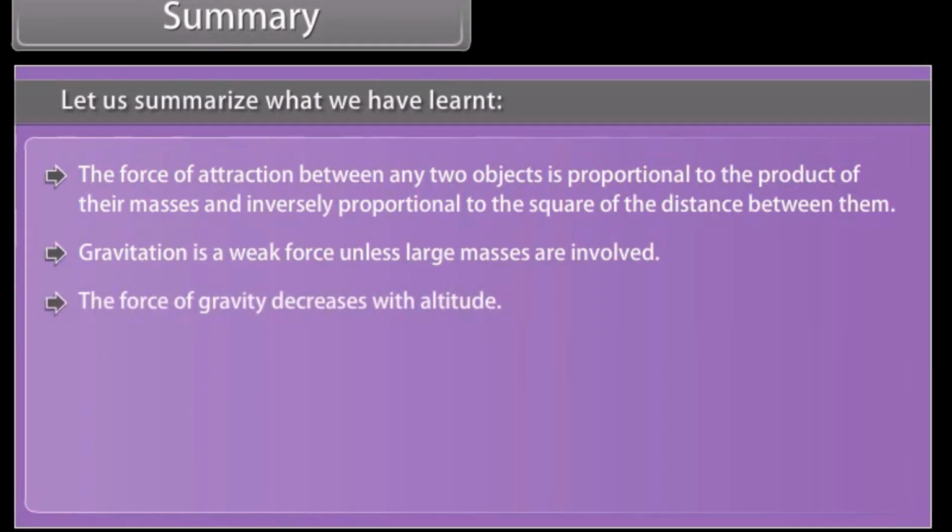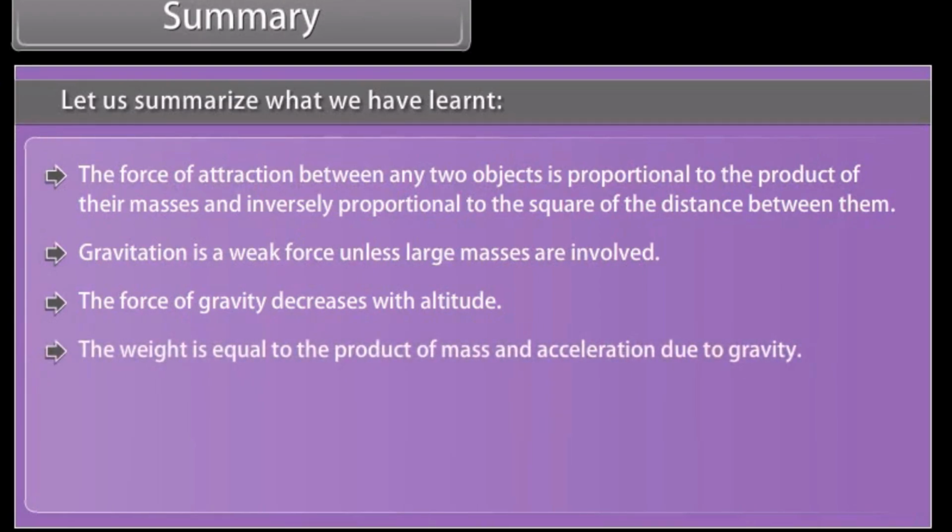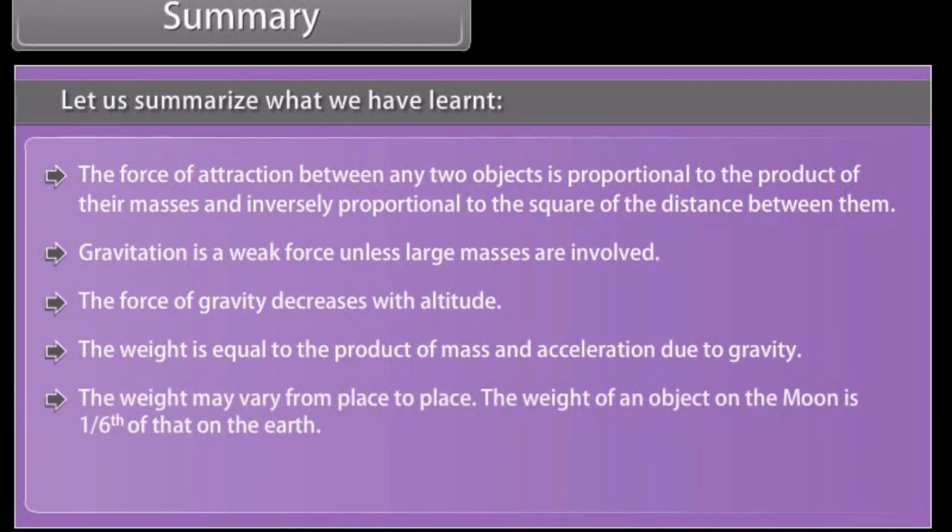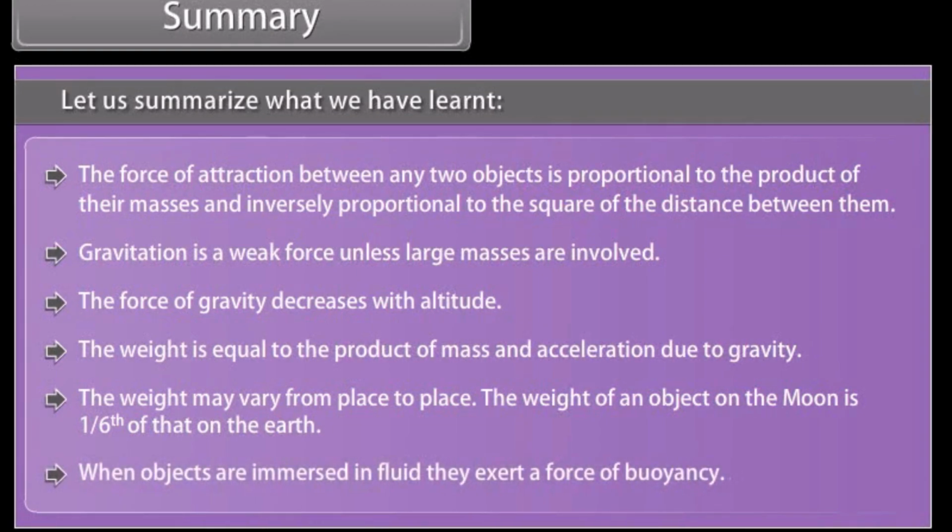The force of gravity decreases with altitude. The weight is equal to the product of mass and acceleration due to gravity. The weight may vary from place to place. The weight of an object on the moon is 1/6 of that on the earth. When objects are immersed in fluid, they exert a force of buoyancy.